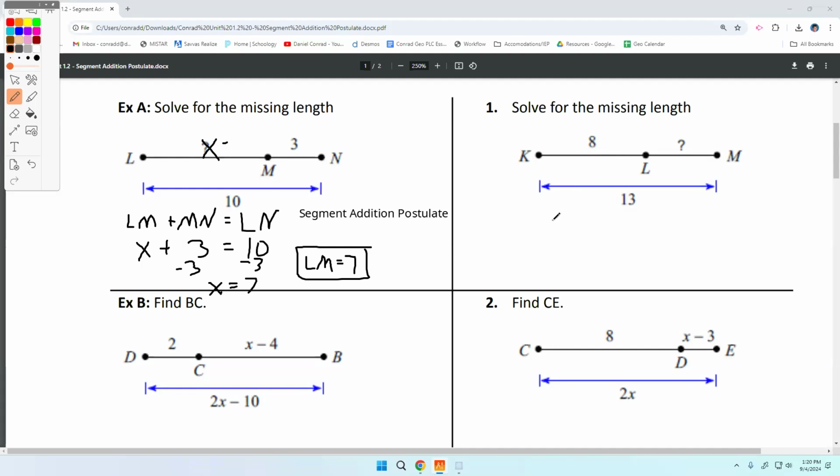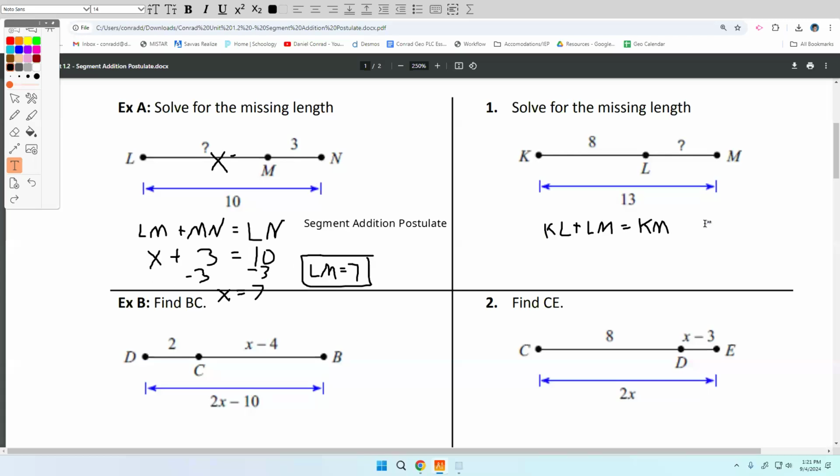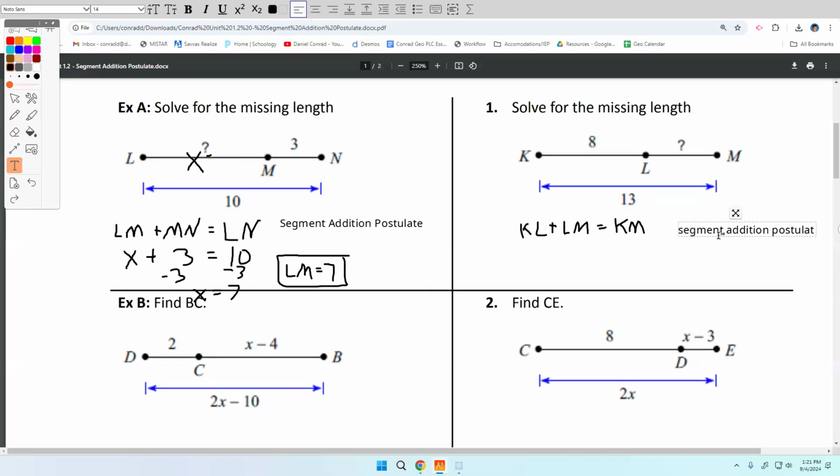And then the one you would have done together in class, so we would have KL as the first piece, plus the second piece, which is LM, equals the whole thing, which is KM. That's our segment addition postulate. If L is between K and M, then KL plus LM equals KM. So again, I'm going to type in over here, segment addition postulate. That's what I'm using.